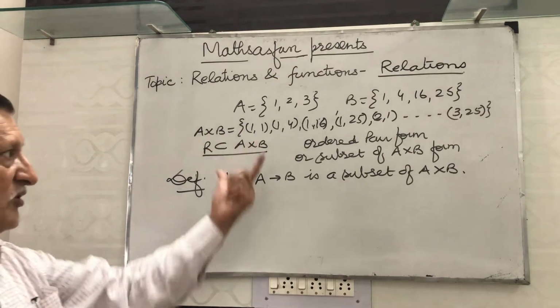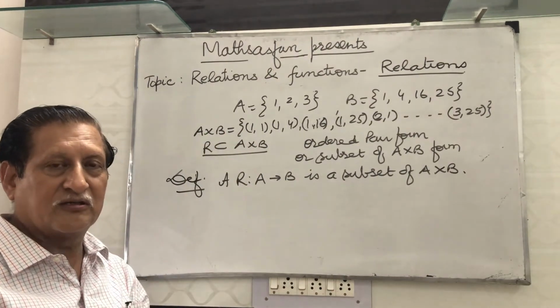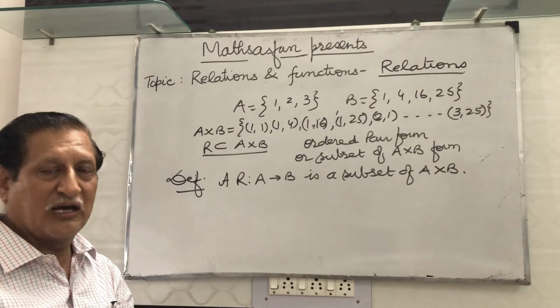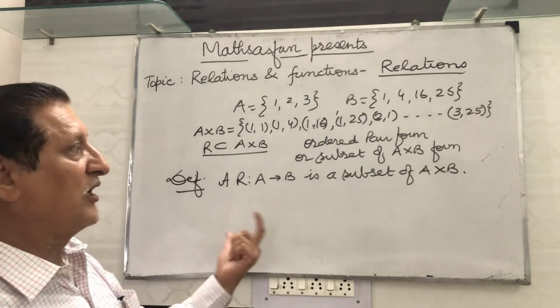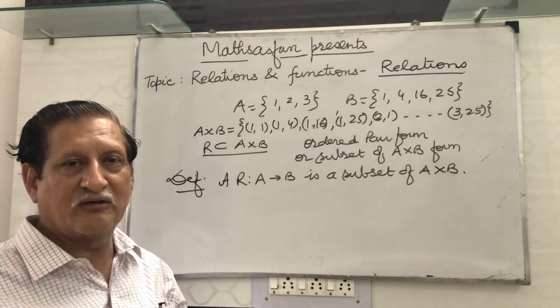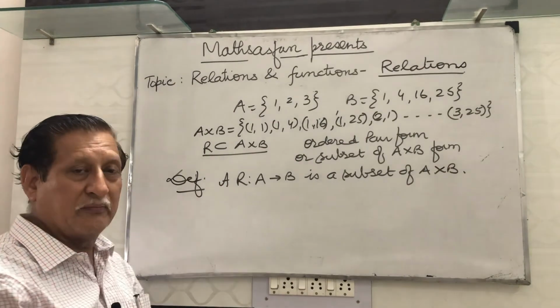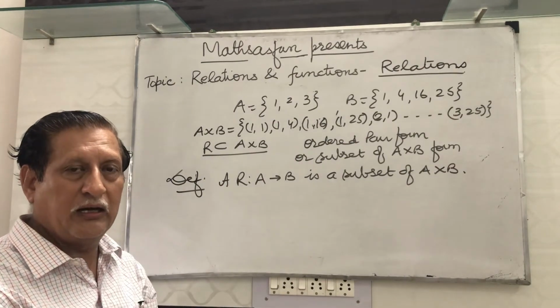Now I have given you one of the questions. I told you two forms of representing the relation. One was ARB form, another was subset of A cross B form, or we call it ordered pair form. Let's go to the next form. As I told you, if you remember A cross B, I told you about arrow diagram.